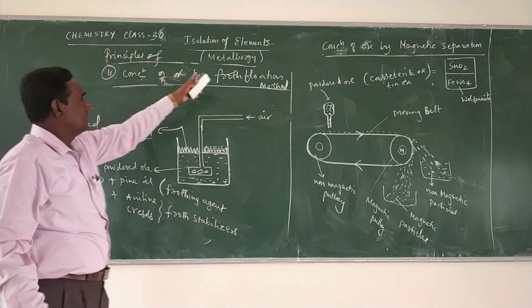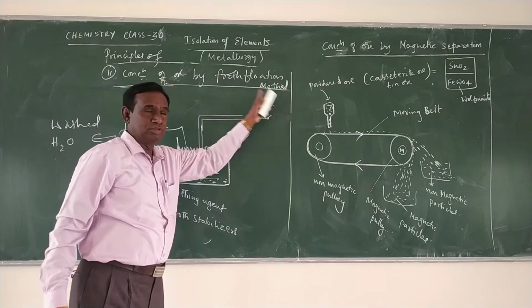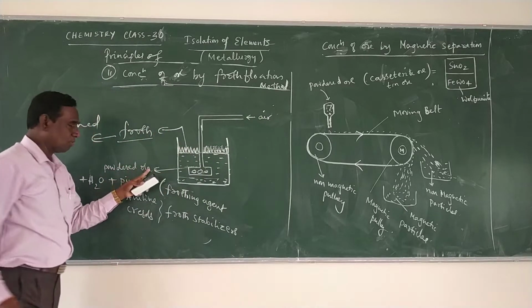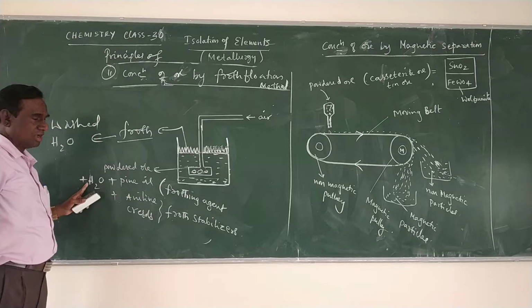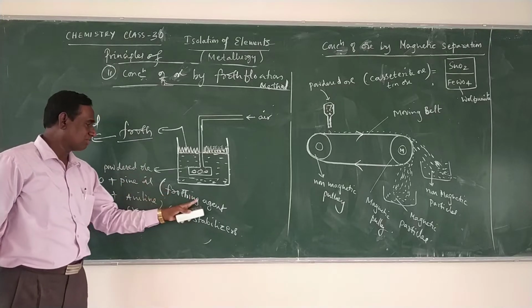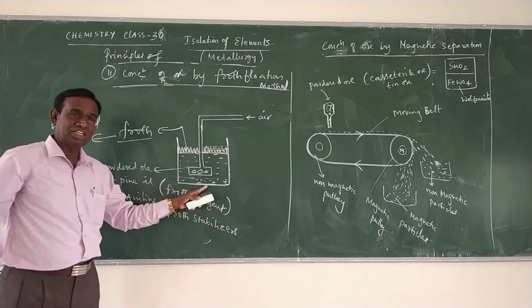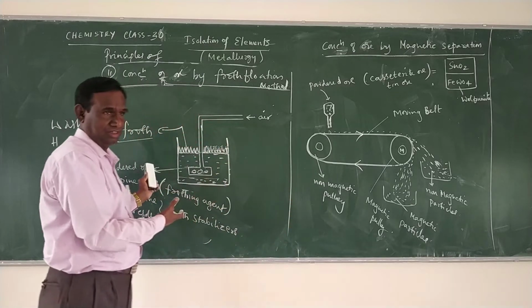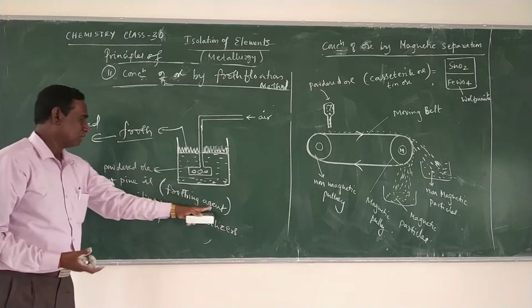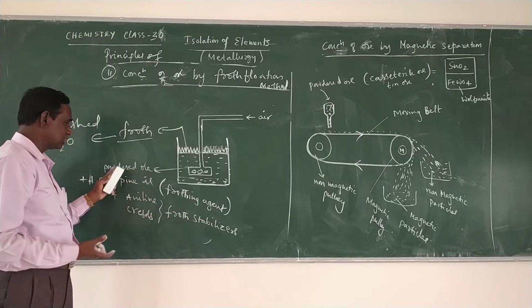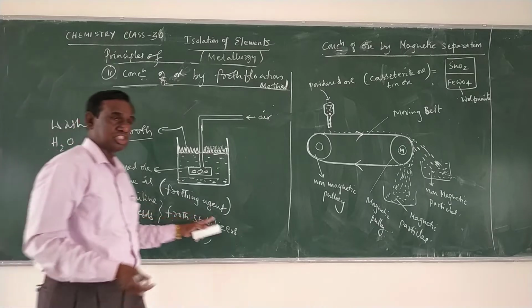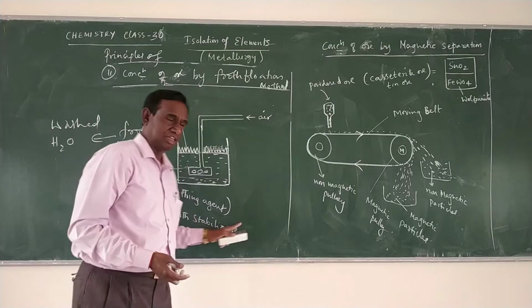Now, in this froth flotation method, the powdered ore is mixed with water and then pine oil. It acts as a frothing agent. What is a frothing agent? It is a substance which collects the froth from all the sides to one point. And then aniline and cresols are also added, which act as froth stabilizers.